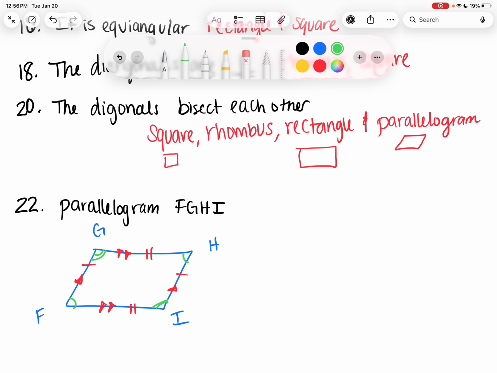Do I know anything else about parallelograms? Their diagonals bisect each other. I'm not going to put anything with that on here, but I am going to make a note of it. It'd just be like an X. FH and GI, those are my diagonals, and they bisect each other.